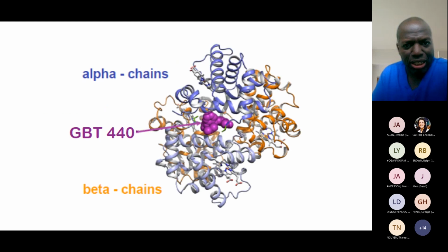The second agent is voxelotor, or GBT440, as it was previously known. This drug binds to the alpha globin chains of the hemoglobin molecule, and what it does is it shifts the oxygen dissociation curve. So sickle hemoglobin, which is a low affinity hemoglobin that releases its oxygen very readily, is made slightly less so. If you recall from those early slides, it's deoxygenated sickle hemoglobin that is particularly problematic. That's when polymerization occurs, and that's when all the downstream problems tend to be experienced. So if you can limit that deoxygenation, then you can ameliorate disease. And this is how this drug works.